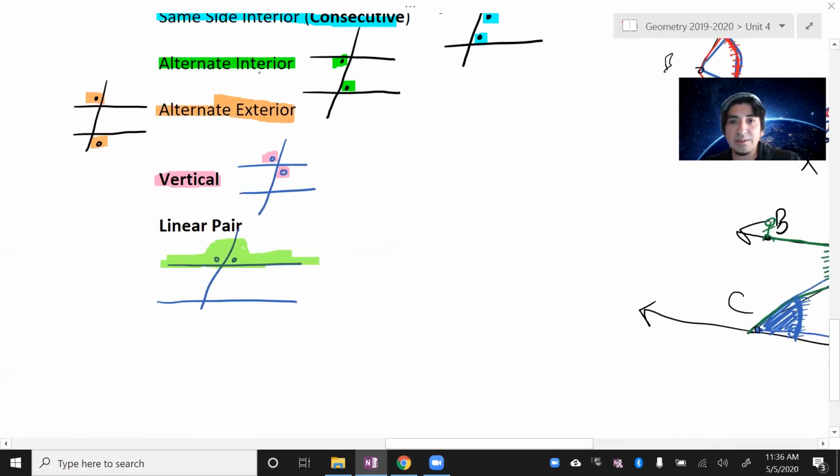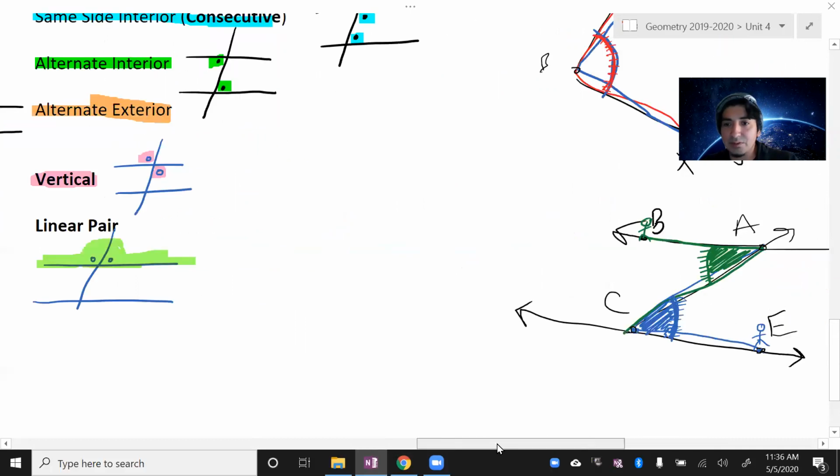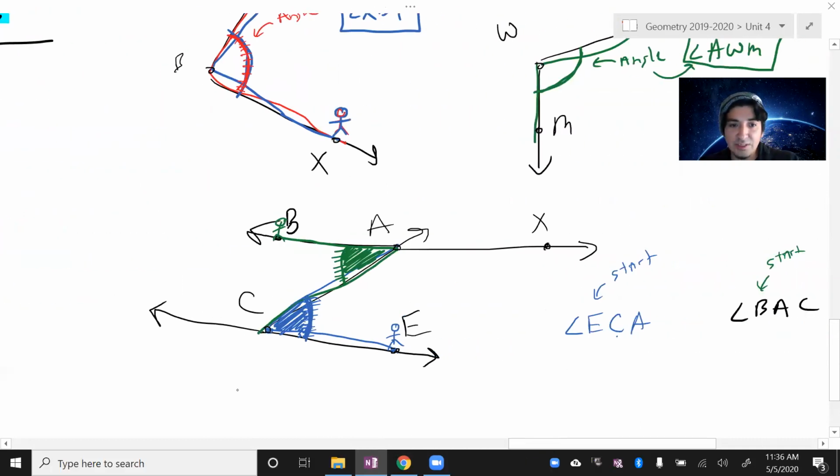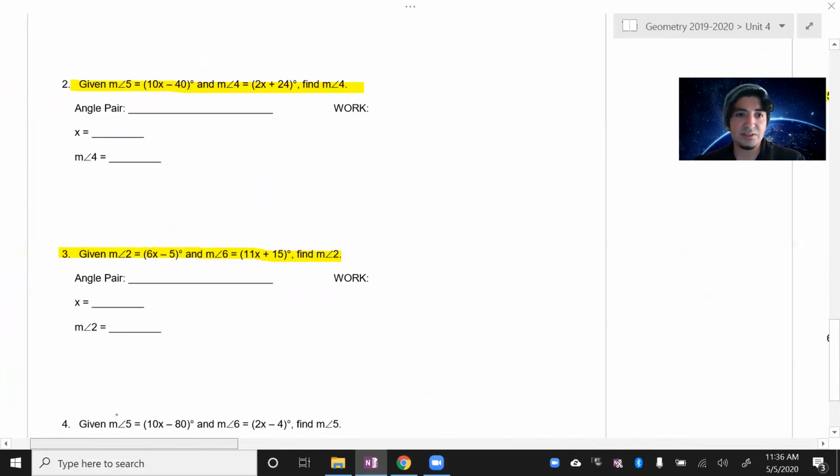Okay, so this one's probably an alternate interior. So you look at this, like alternate interior. You can abbreviate, makes life a little bit easier. Okay, so give me a heads up. All right, so let's get and start these.